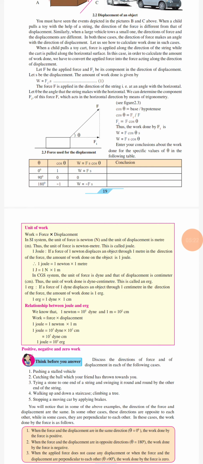Now, walking up and down a staircase, climbing a tree. When you are going up and down the staircase, first you go up and then you come down. सीढ़ी पे चढ़ते हो, फिर नीचे उतरते हो, फिर climbing a tree. When you are going up a tree, झाड़ पे चढ़ने का काम होता है.